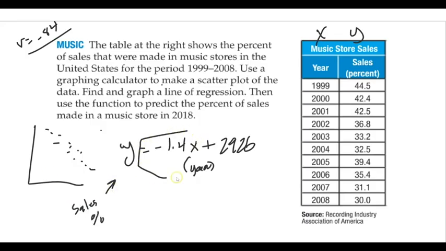Let's talk about what slope means. We haven't talked about this yet. What slope means here. Slope is a ratio. Negative 1.4 is y over x. And my y here is sales percent, and my x here is years. What that's telling me is that every year it's going down another percent. Every year I'm going down negative 1.4 sales percent per year. Anytime you see the slope, just add a per.